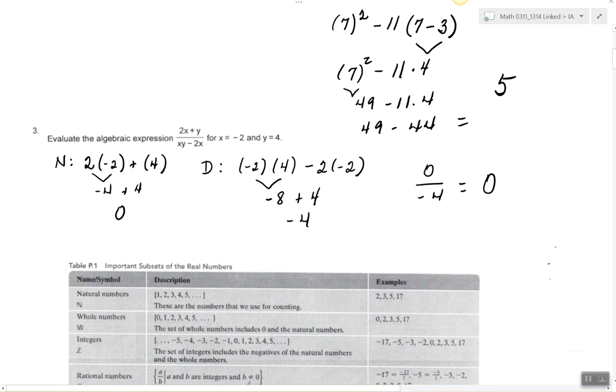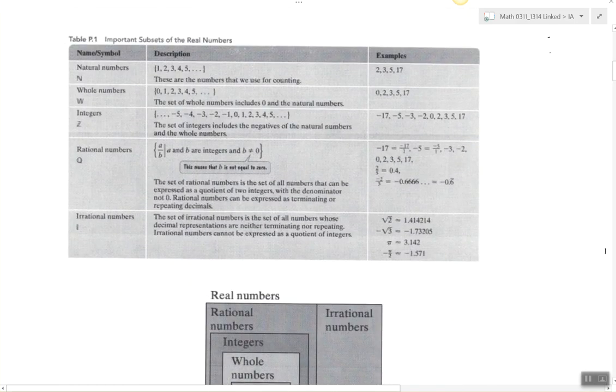All right, the next thing we're going to talk about is the sets that fall within the real numbers. Now this chart is available in your textbook, but I've just grabbed it and put it in these notes. The first set we're going to look at are the natural numbers. They're right up here. They usually use capital letter N, and these are the numbers that we use for counting. As a matter of fact, sometimes the natural numbers are called the counting numbers.